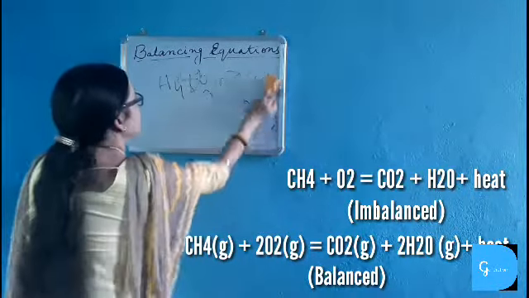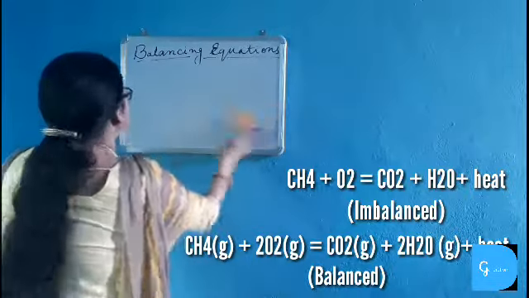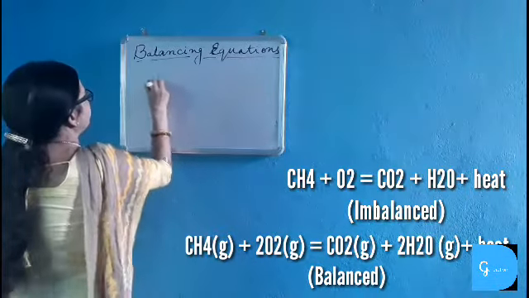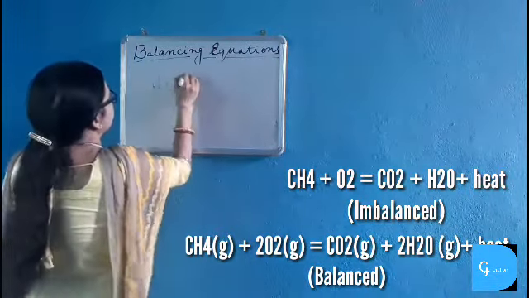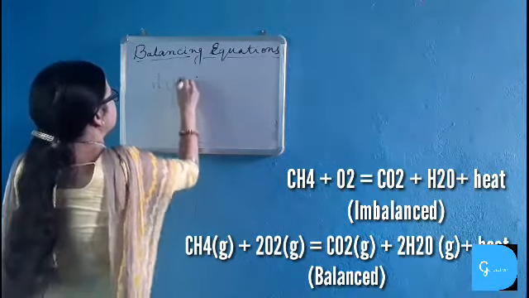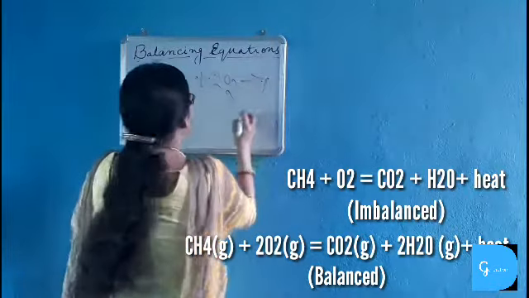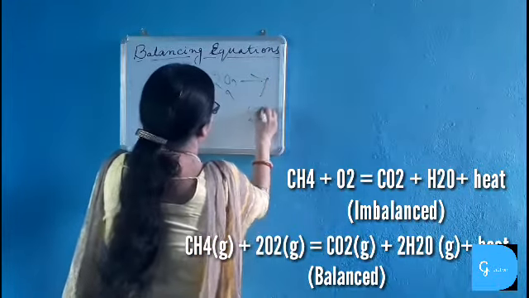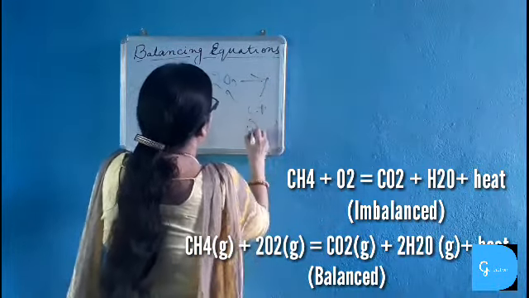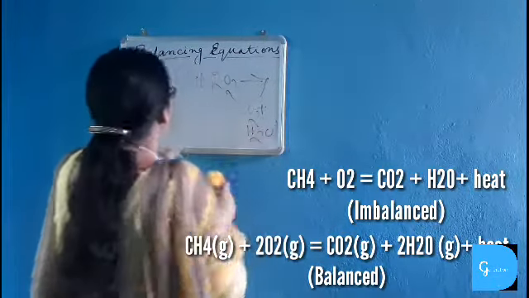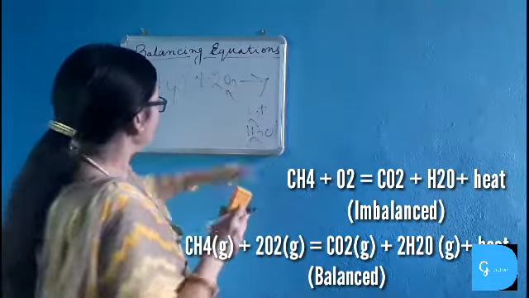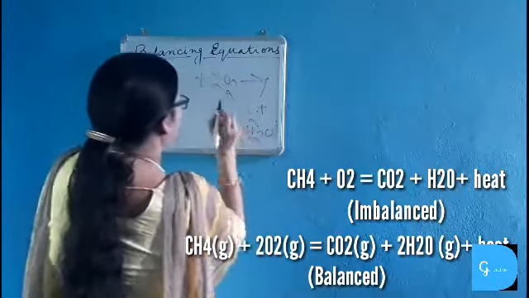Now it is balanced, so we will write the balanced equation in a proper way. When methane gas is heated with oxygen, it gives carbon dioxide plus water. So it is balanced, 4 oxygen atoms. Now it is balanced.